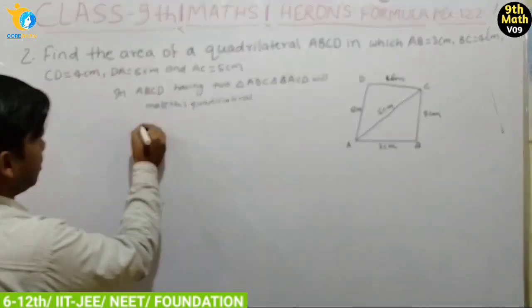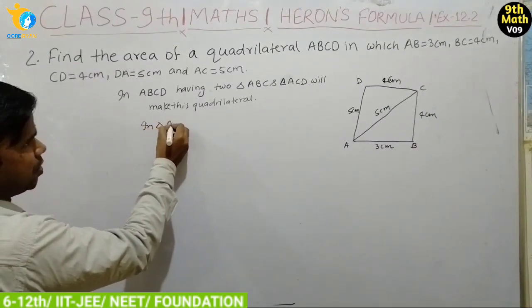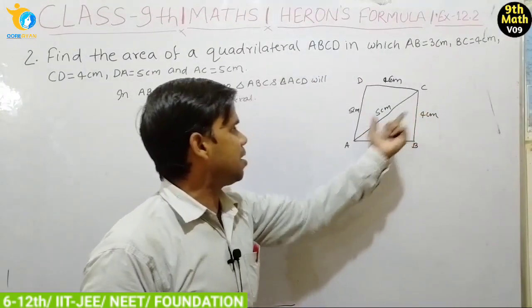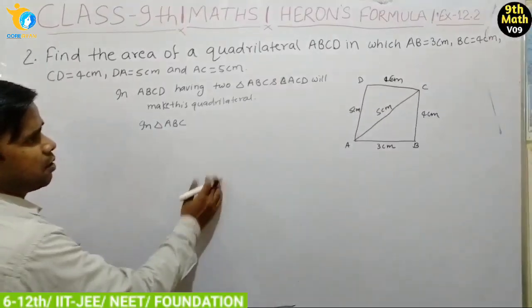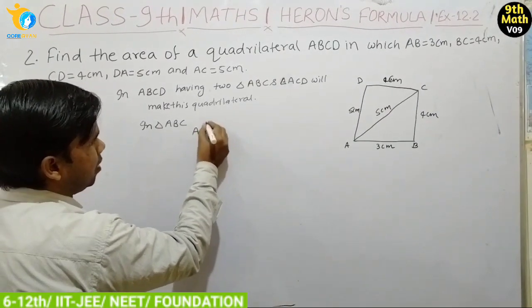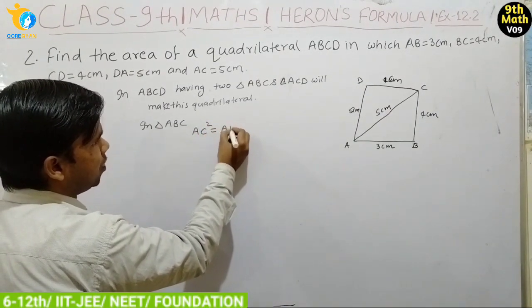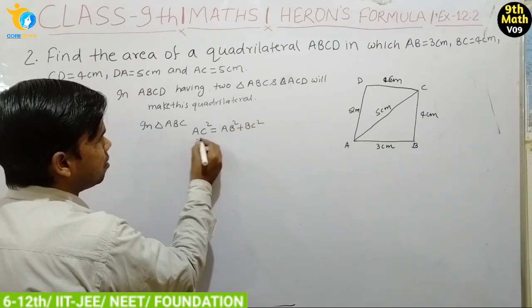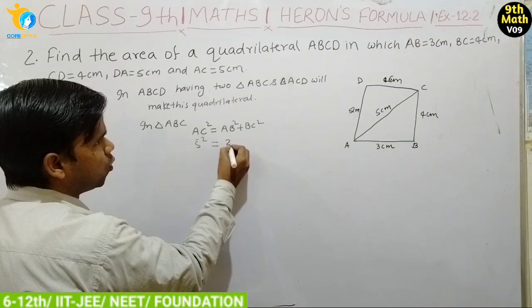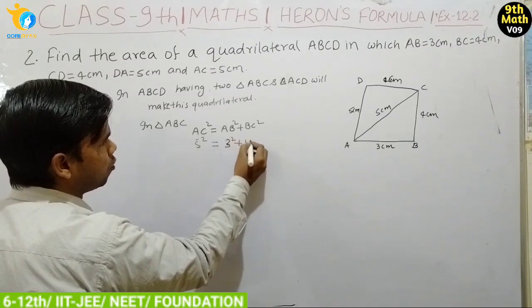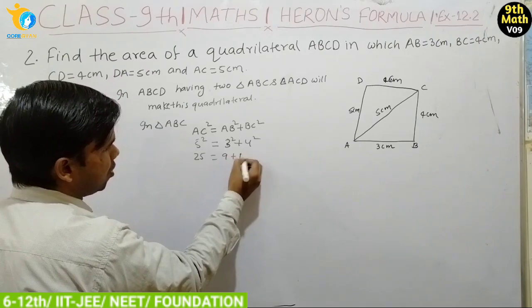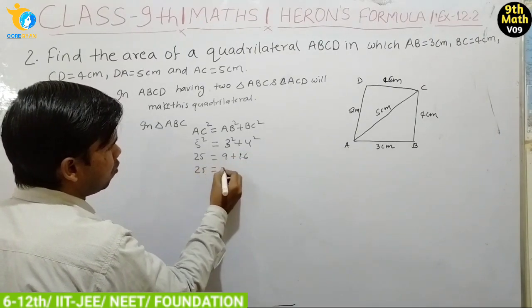Then, in triangle ABC, all sides are given: AB, BC and AC. We have to check AC square is equal to AB square plus BC square. This is 5 square is equal to 3 square plus 4 square. So 25 is equal to 9 plus 16. So 25 is equal to 25.